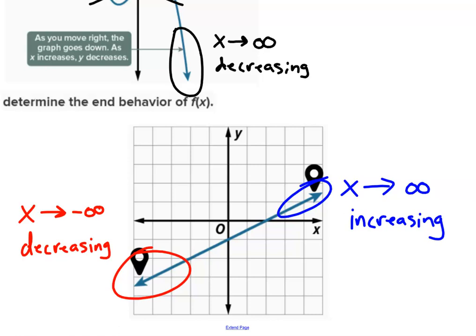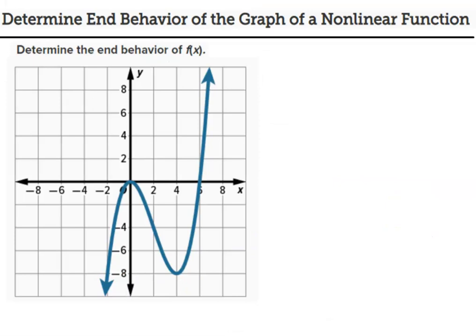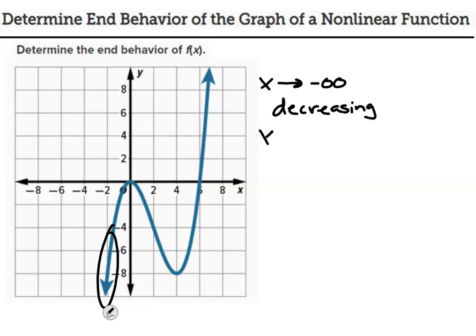And one last example about end behavior. Here we would have as x goes to -infinity, we're talking about here, so that means that we would be decreasing. And as x goes to +infinity, right there, we would be increasing.